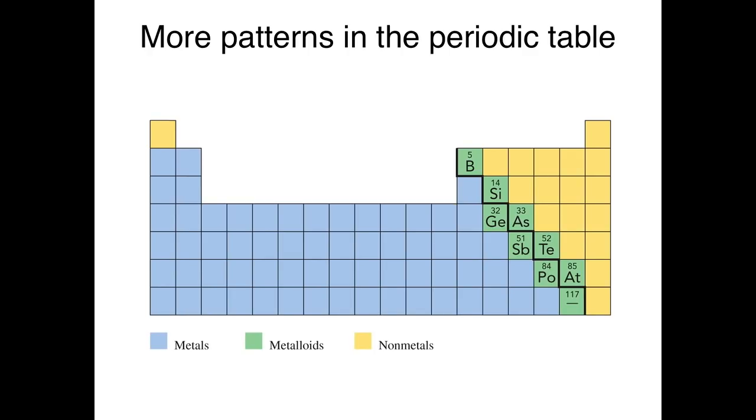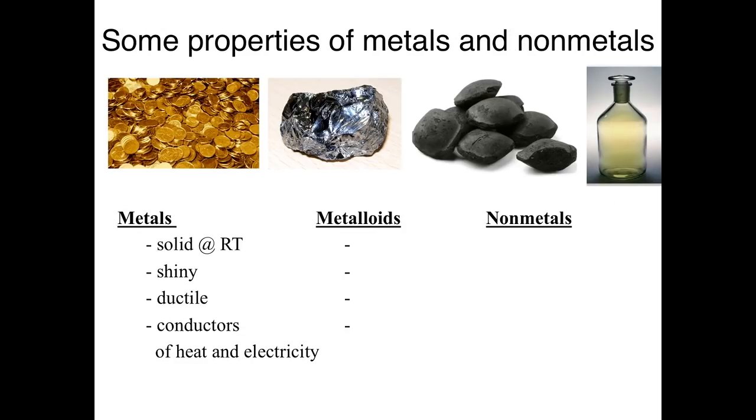Let's take a look at how we can distinguish some characteristics between the metals, the metalloids, and the nonmetals. Some characteristics of metals are that they are solid at room temperature, they are shiny, they are ductile, meaning you can bend them and form different shapes out of them. They are conductors of heat and electricity. And an example here, as you see, is that top picture there of gold coins.